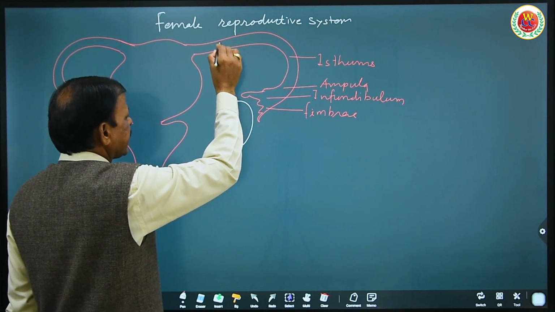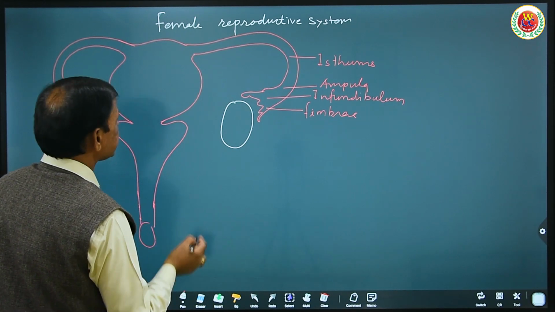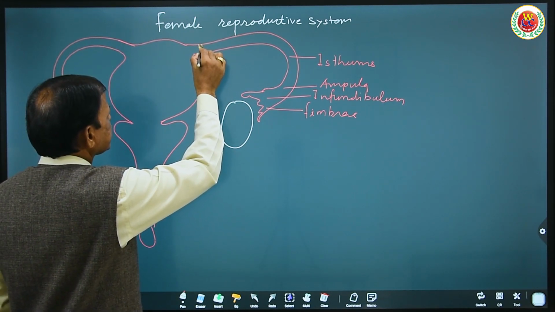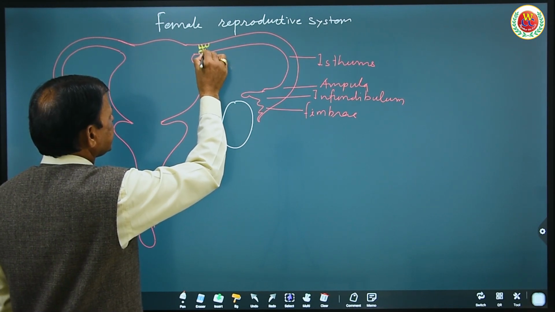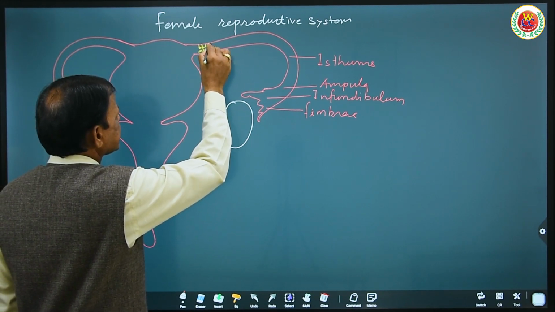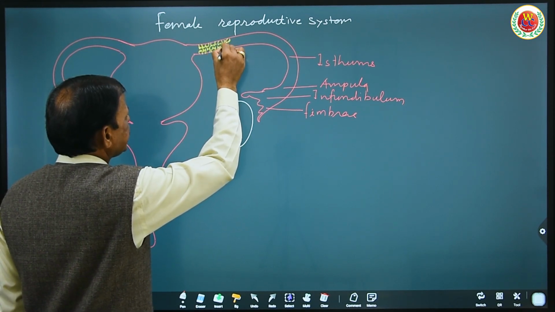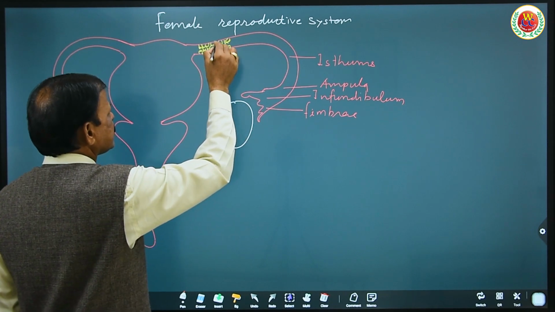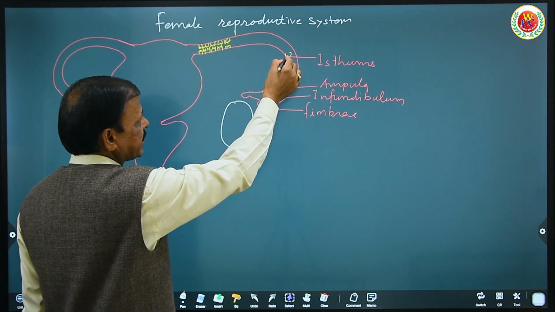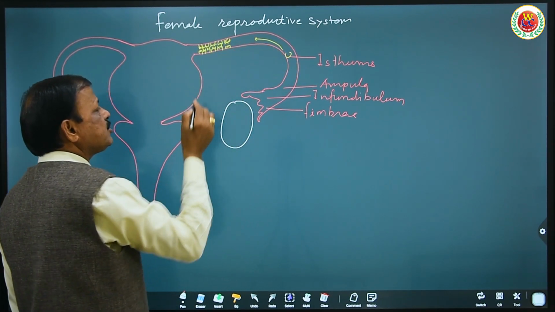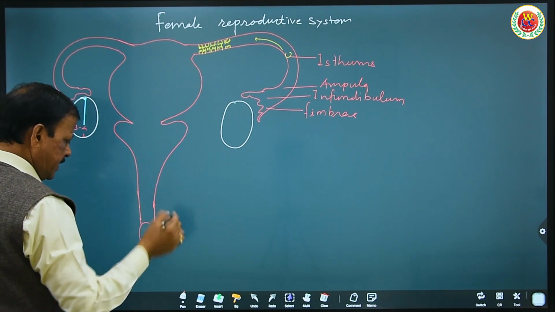Internally, the oviduct is lined by columnar epithelial cells, ciliated epithelial cells. These ciliated epithelial cells help in the movement of the ovum from both sides. When the ovum comes to the oviduct, after fertilization it forms the zygote in the isthmus, and from the isthmus it is moved by this ciliated epithelium. It continues into the uterus, having 3 layers.